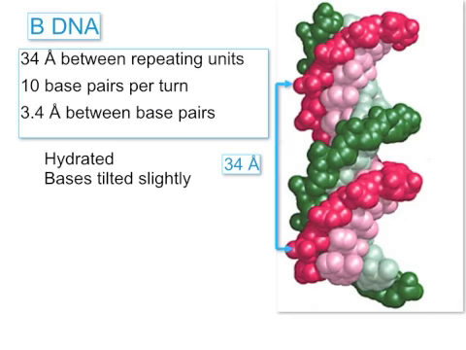And so there are 34 angstroms for every 360-degree turn in bDNA, and there are approximately 10 base pairs in each turn. Therefore, there are about 3.4 angstroms between adjacent base pairs. bDNA is a hydrated molecule. This is generally the conformation of our DNA in our cells. Each base is tilted slightly from perpendicular.